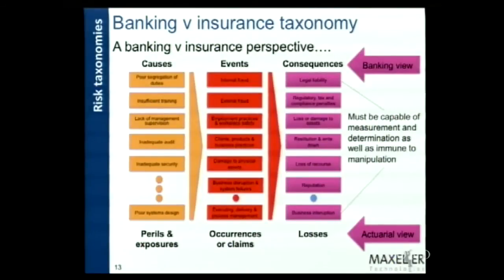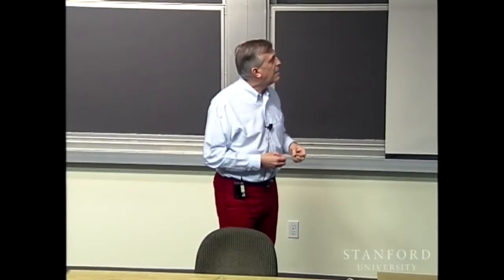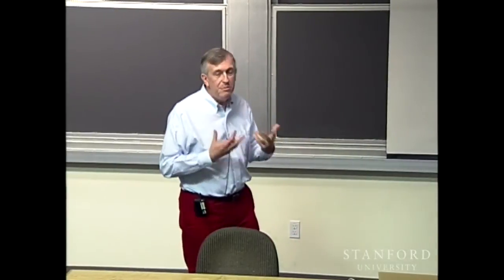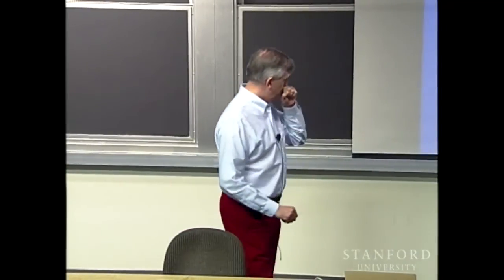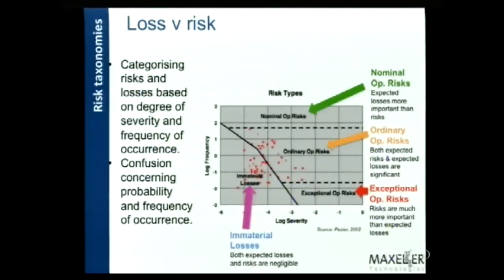Widening the debate from banking to insurance. You've certainly had a few hurricanes recently, and if you look at a banking taxonomy of risk here, we can think in terms of causes, events, and consequences. From the insurance point of view, we think of perils, exposures, occurrences or claims, and losses. The interesting thing there is that those data, to get a handle on them, must be capable of measurement and determination, as well as immune to manipulation. Otherwise, we have a moral hazard problem.